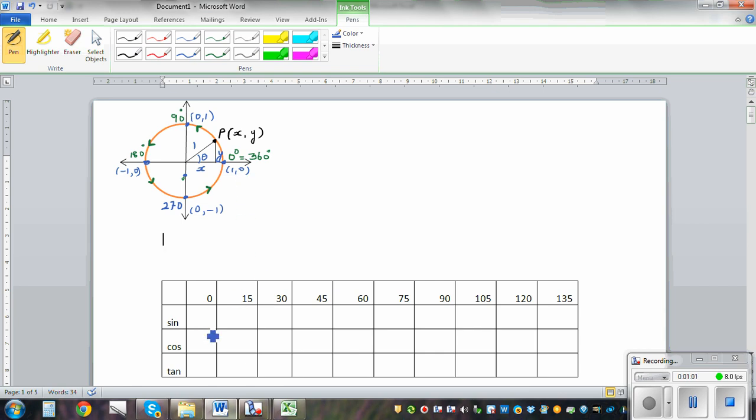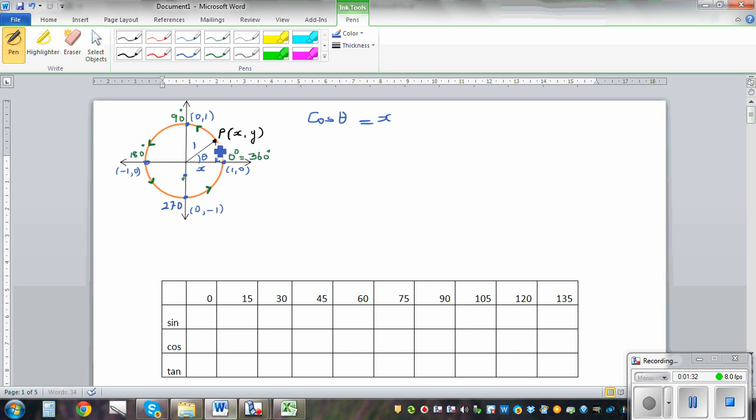So let's talk about cos. Let's go back to the unit circle. I can say cos theta, cos of an angle, is x. That's one thing that you need to get from the unit circle. Cos theta is x. That means when the particle has moved theta degrees, the x coordinate is going to be cos theta.